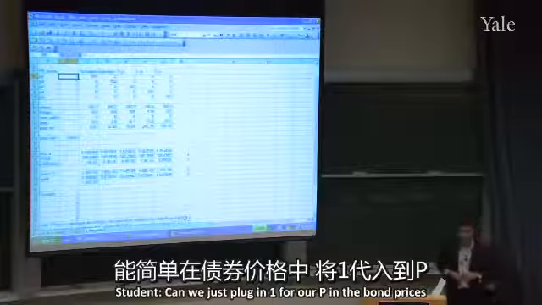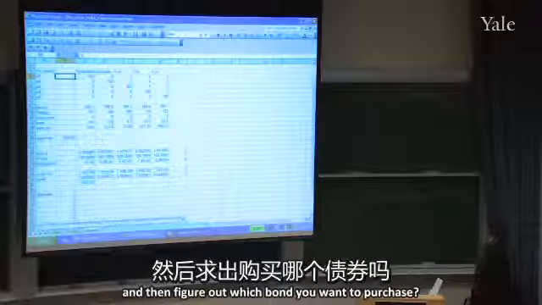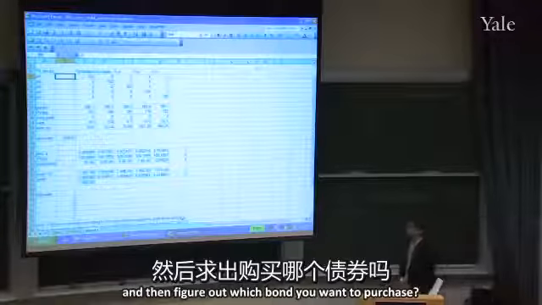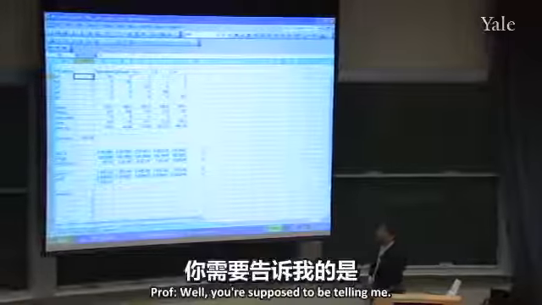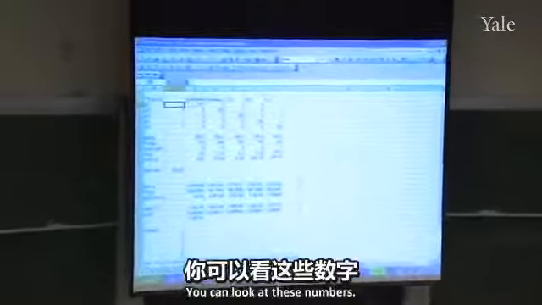Can we just plug in 1 for our P and then the bond prices and then figure out which bond we want to purchase? Well, you're supposed to be telling me. What do you want to do? I want to know exactly what to do. You can look at those numbers.